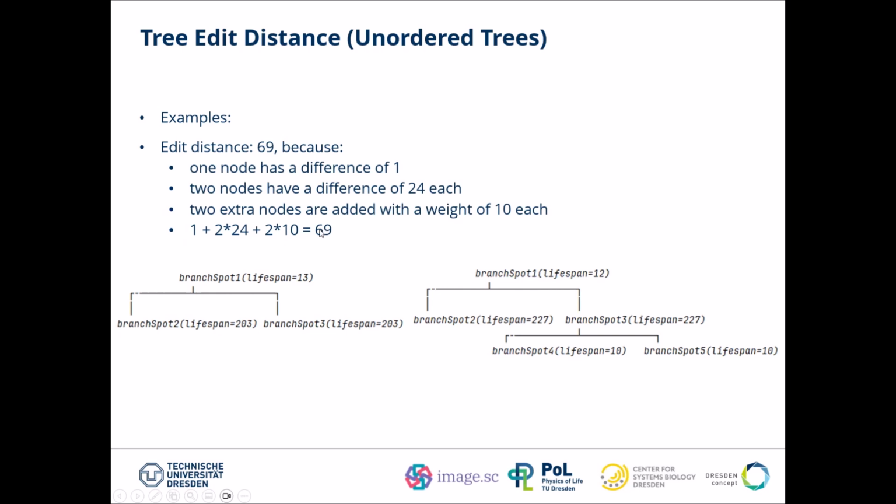A more complex example would be this one. There's this branch spot 13 and 12, so that's a difference of 1. Then there are these branch spots which have a lifespan of 203 each, and here 327 each, so that's a difference of 24 each. And there are 2 new branch spots which are added, which have a duration of 10 each. So that sums up to 1 plus 2 times 24 plus 2 times 10 equals 69. So that's the tree edit distance between these 2 trees. We use this tree edit distance to determine the similarity of the trees.